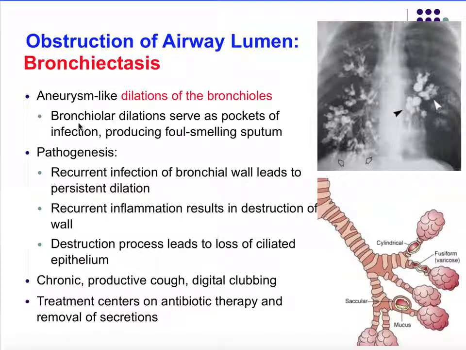Now, the dilations that occur, you're going to start to see old mucus getting stuck here, and so there's likelihood of infections occurring. You'll have really foul smelling sputum, and recurrent infections can damage the bronchial wall, leading to that dilation, as well as recurrent inflammation damaging the wall.